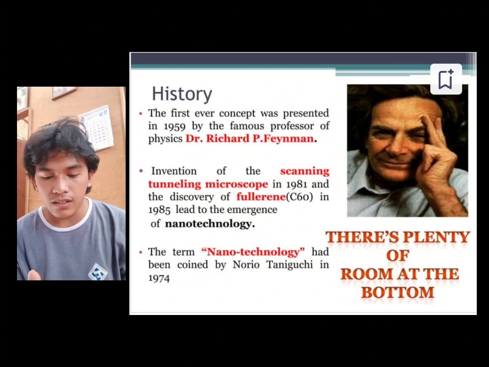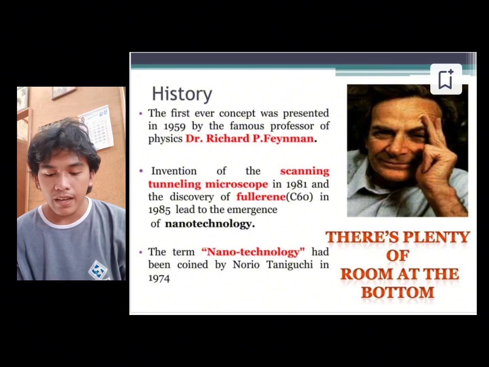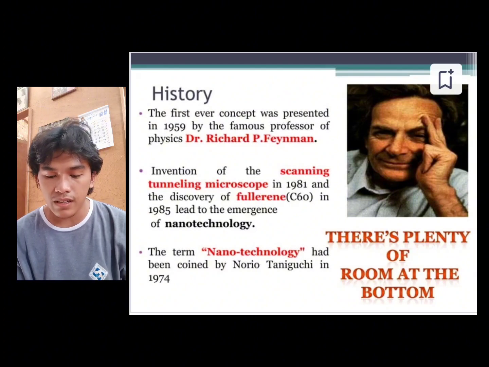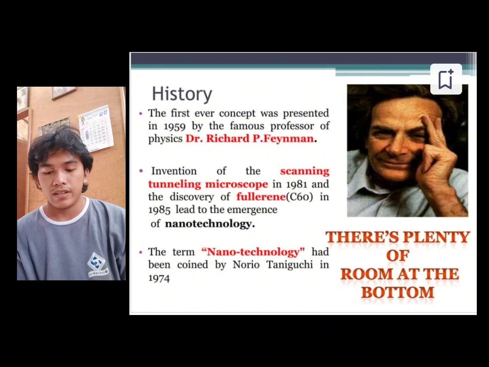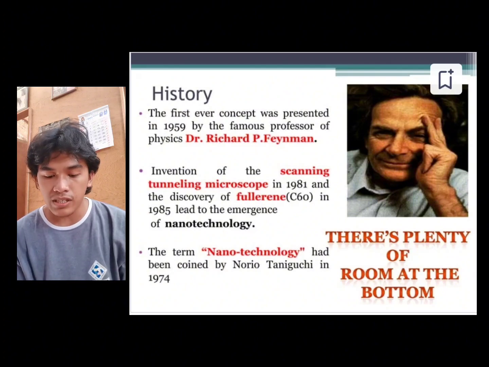The history of nanotechnology. The first ever concept was presented in 1959 by the famous professor of physics Dr. Richard P. Feynman. The invention of the scanning tunneling microscope in 1981 and the discovery of fullerene in 1985 led to an emergence of nanotechnology. The term nanotechnology had been coined by Norio Taniguchi in 1974.